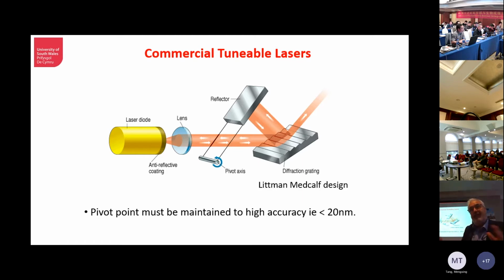If it mode hops, it's game over. The device is no longer in measurement mode. So you can't allow it to mode hop. So the way this is done, and New Focus has done this for decades. I've visited the plant in San Jose, and it's now New Focus.